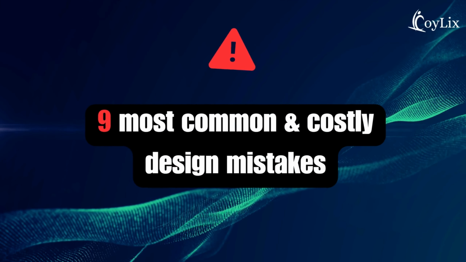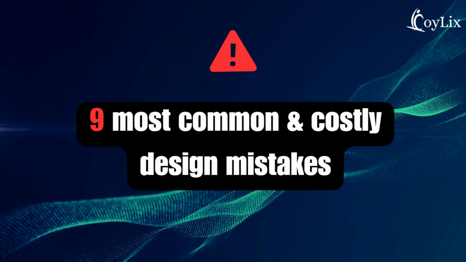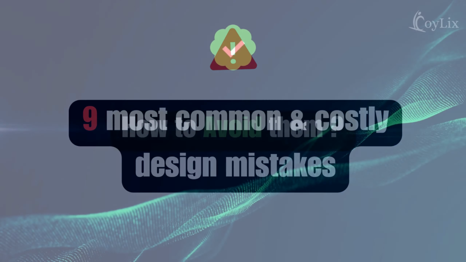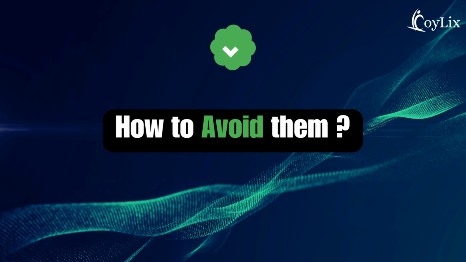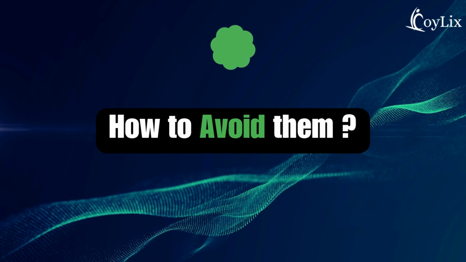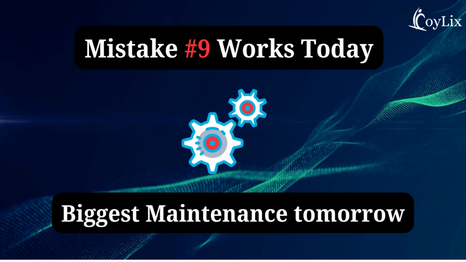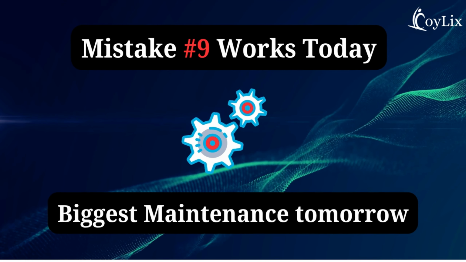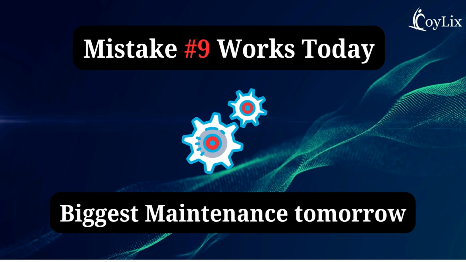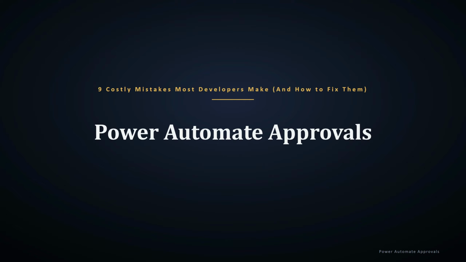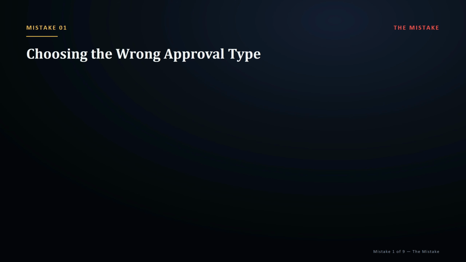So, in this video, I'll share the 9 most common and costly approval design mistakes, and more importantly, how you can avoid them before they become production issues. And stay with me until the end because mistake number 9 is one that silently works today but becomes the biggest maintenance problem as your solution grows. Let's get started. Mistake 1, choosing the wrong approval types.